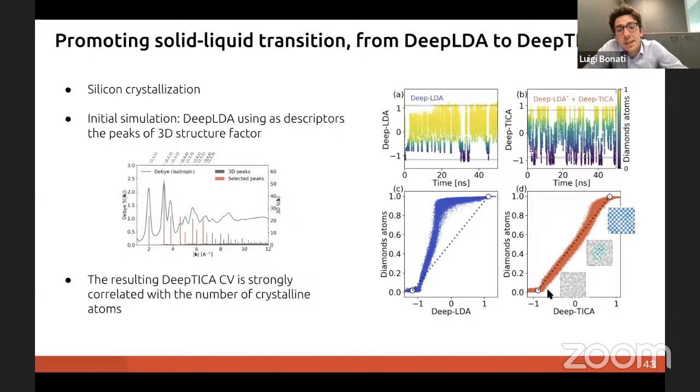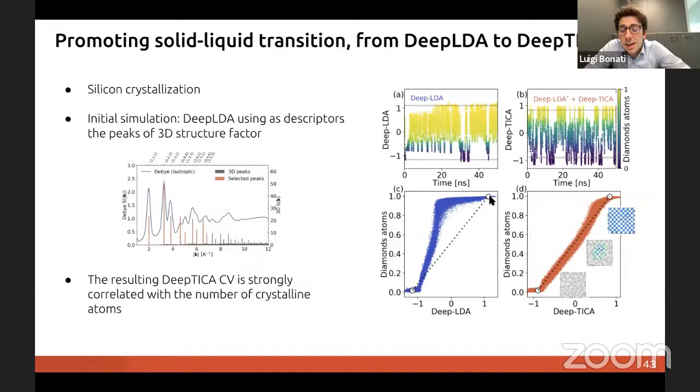another very important thing, which is, in the bottom row, I plotted the deep LDA CV, the neural network based CV, and the deep TICA CV against some quantity which measures the number of crystalline atoms. And we see the deep LDA CV is able to distinguish very well between these two states, but it has a lot of trouble in the middle, because it was trained only on the data from the minima, which are here and there.